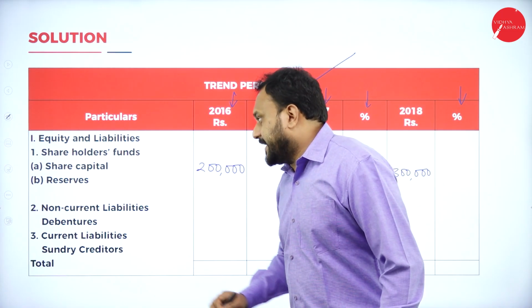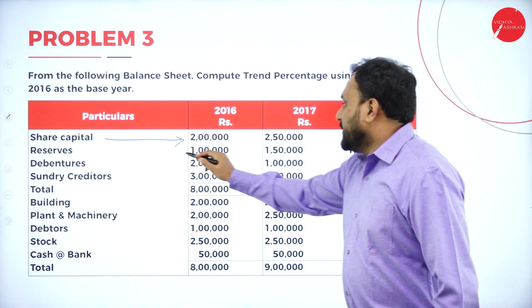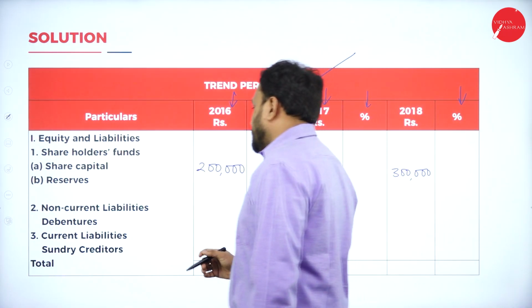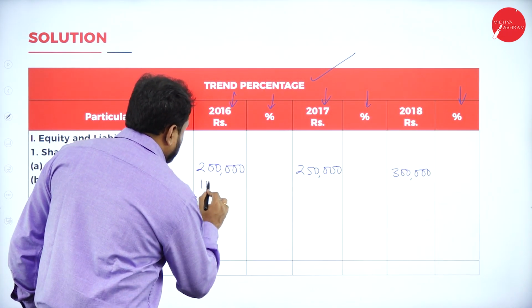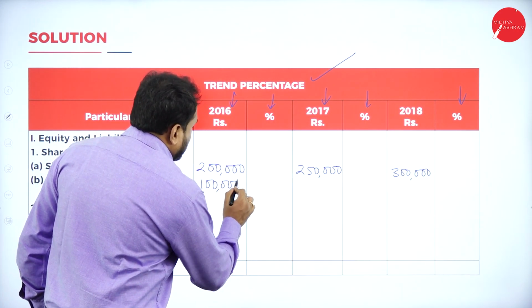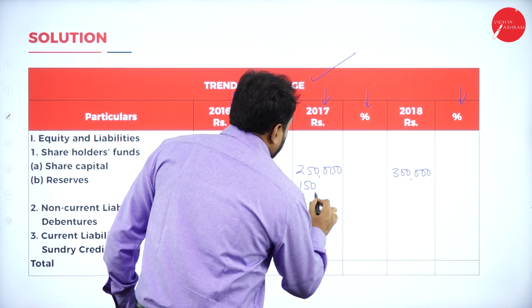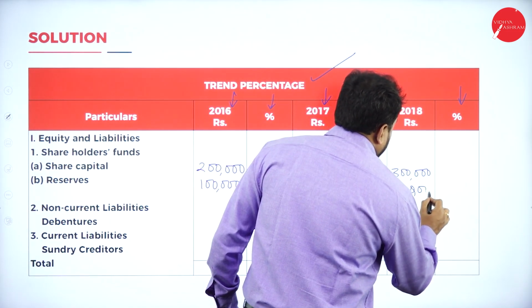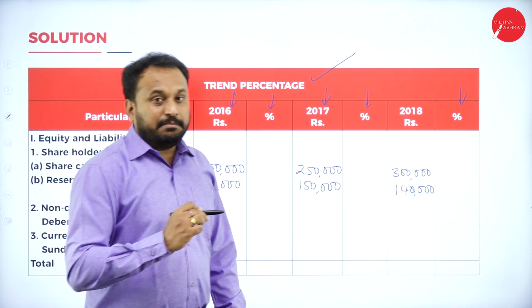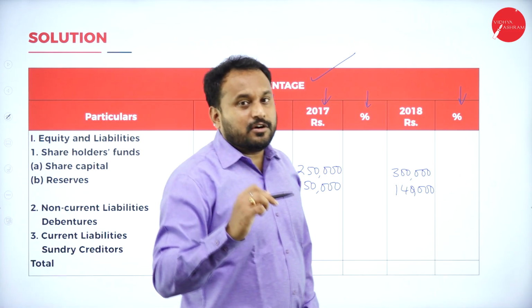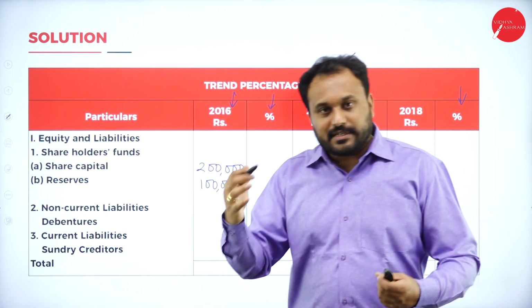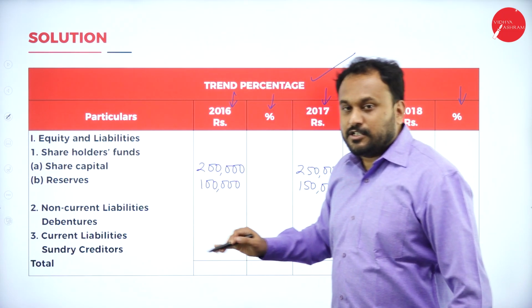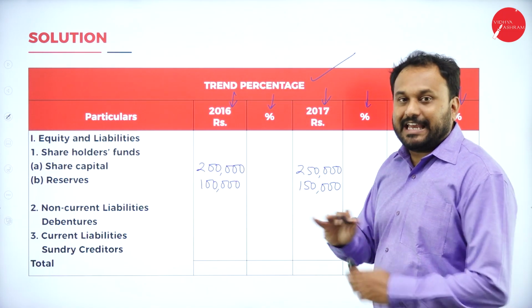Next is reserves I have. Reserves is how much here? Now that is 1 lakh, 1 lakh 50 and 1 lakh 40. Again copy paste. Reserves is 1 lakh, 1 lakh 50 and then 1 lakh 40,000. Be very careful when you write the numbers, because while copying also, if you miss something, that is a mess actually. Now share capital and reserves is done. So I don't need share capital and reserves anymore.